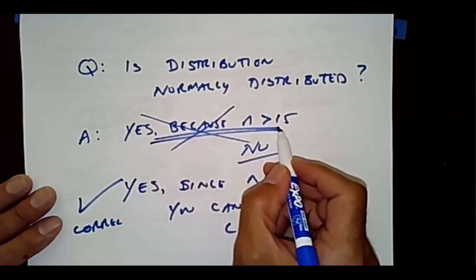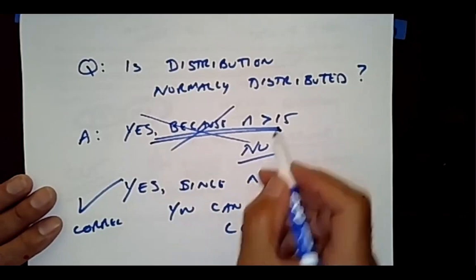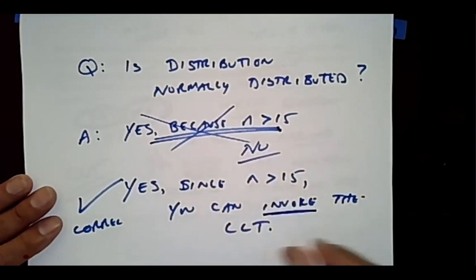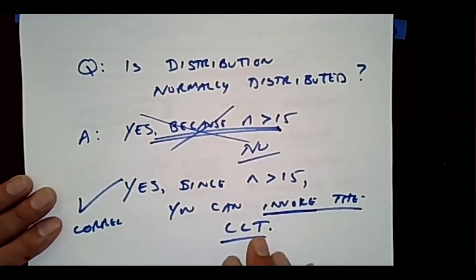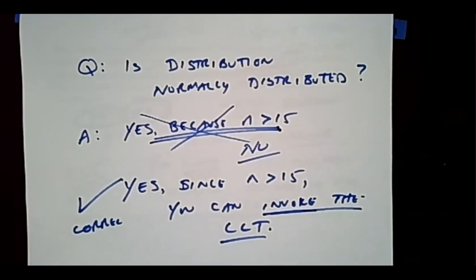Just because n is greater than 15 doesn't mean it's normally distributed. Again, you have to invoke the CLT, meaning use this, because due to the CLT, it's normally distributed. Remember my role. My role is to teach you statistics. I am not here just to teach you a bunch of problems so you can take a test.